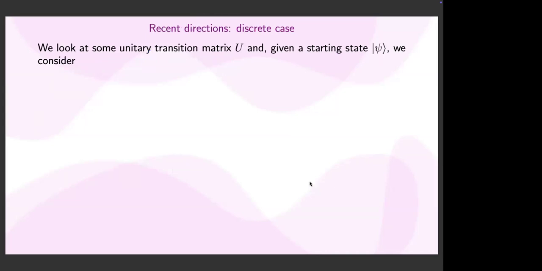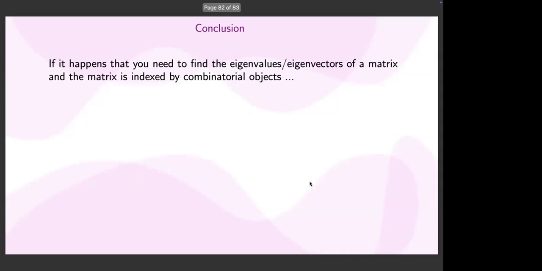Okay, so let's skip this whole thing and come to the point: if you need eigenvalues or eigenvectors of a matrix, and the matrix is indexed by combinatorial objects, then I would like to hear about it. And let's stop and go to lunch.